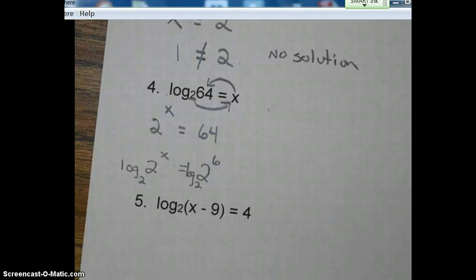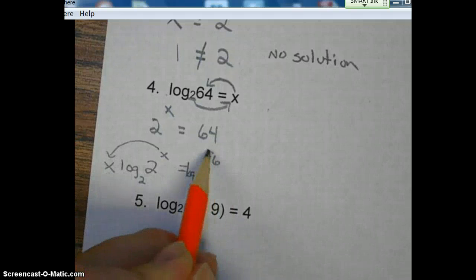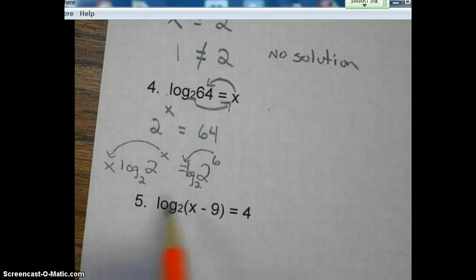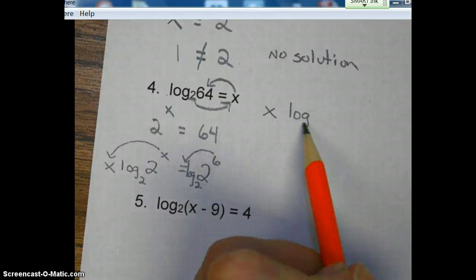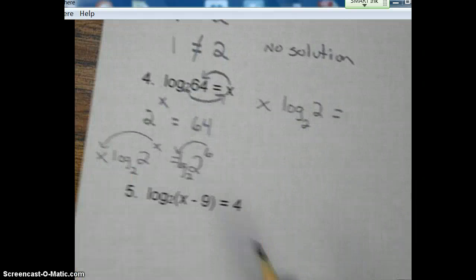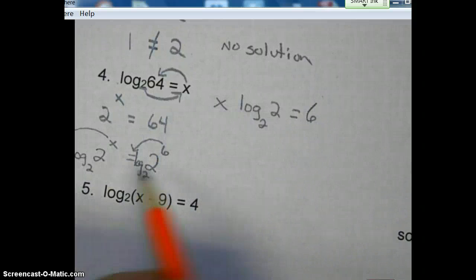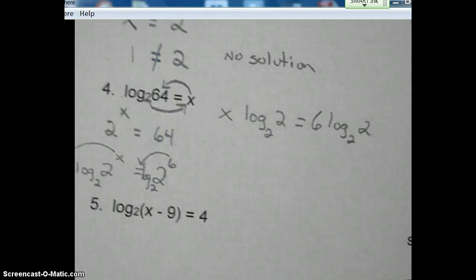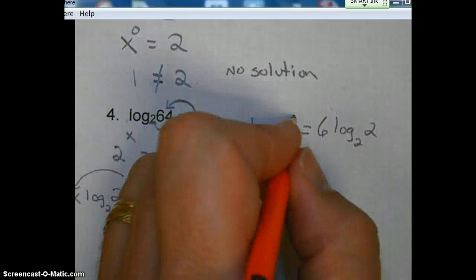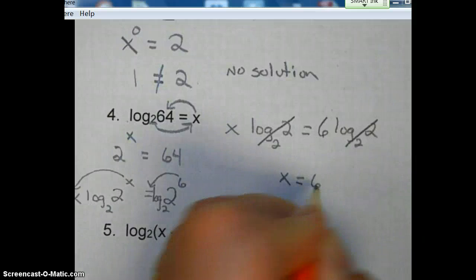Now I'm going to use the power property and move my exponent down front. Let's rewrite this. So we're going to have x log base 2 of 2 equals, bringing that exponent down front, 6 log base 2 of 2. And so these cancel, and we end up with x equals 6.